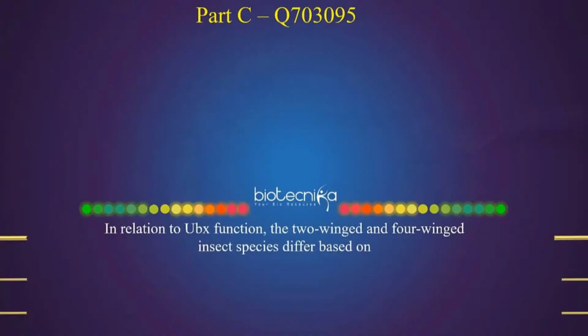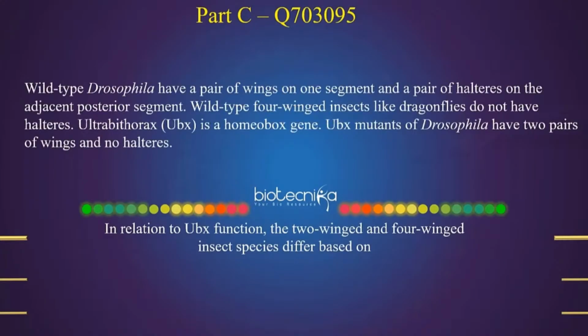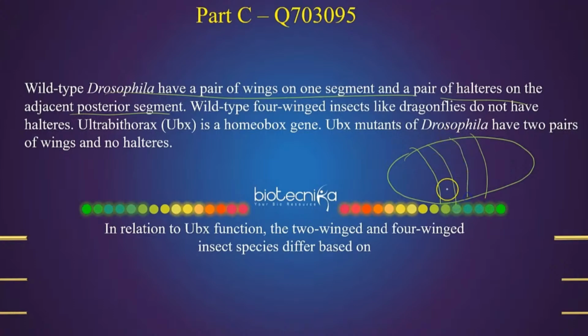Then we have the part C questions for evening session. The first question was from Drosophila. Wild type Drosophila have a pair of wings on one segment and a pair of halteres on the adjacent posterior segment. We know insect bodies are divided into segments. So in the thorax, there are 3 segments from which one pair of legs comes out from each segment, and only from the second segment one pair of wings comes out, and in the third segment the haltere is present. Now this particular segment is controlled by a homeotic gene which is called UBX.